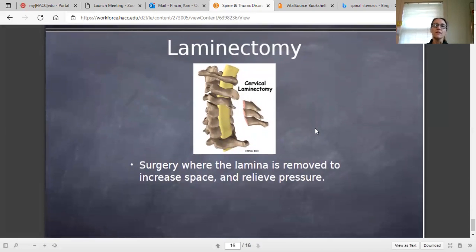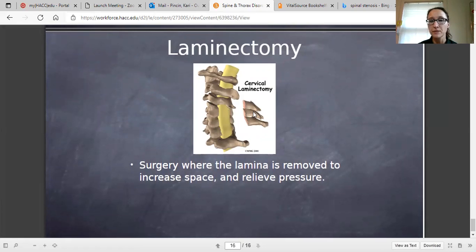All right, so the other thing that surgeons will do is something called a laminectomy. A laminectomy is where they actually just remove the lamina. And that is done to increase the space in the spinal canal and relieve pressure on the spinal cord. Typically, a laminectomy is done for a bulging disc or a herniated disc because it's putting pressure on the spinal cord posteriorly. And since you can't take out the body of the vertebrae, they take out the lamina.